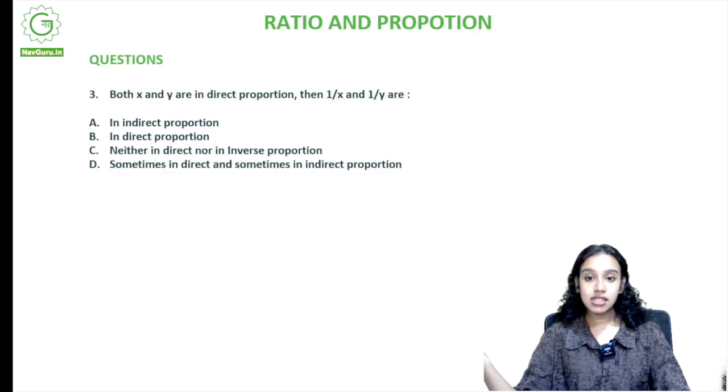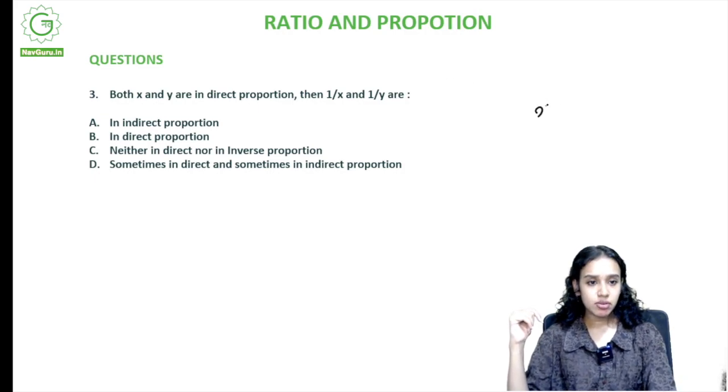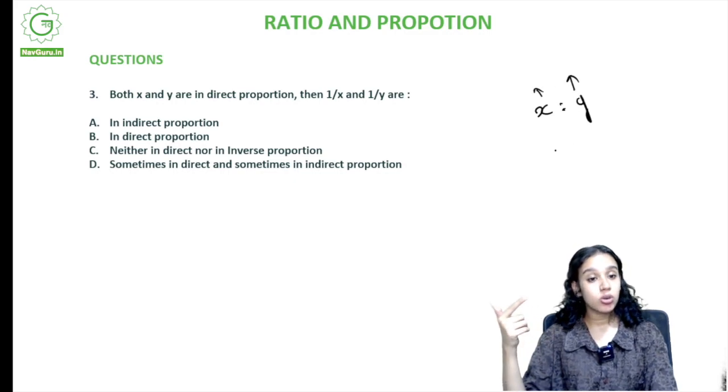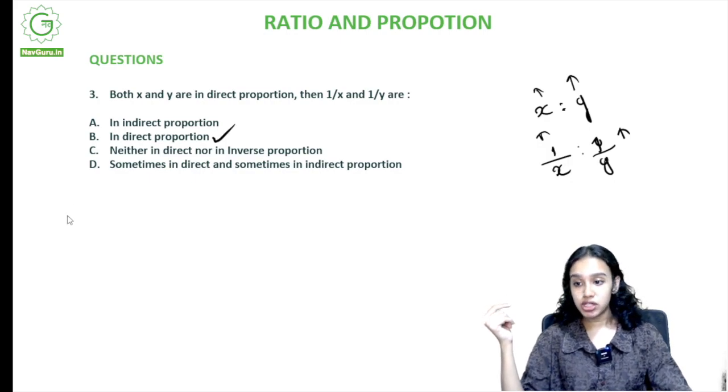Now, if both x and y are in direct proportion, then 1 by x and 1 by y are. This is a very simple question, because x and y in direct proportion means that when x is increasing, y is also increasing. So, when 1 by x is increasing, 1 by y also increases, right? So, they are also in direct proportion.